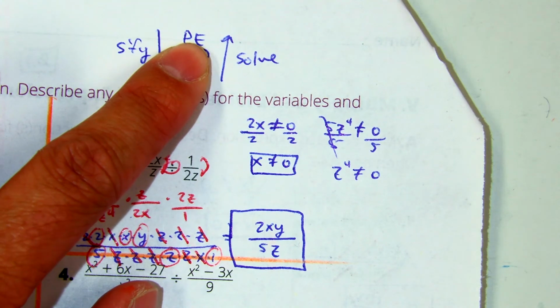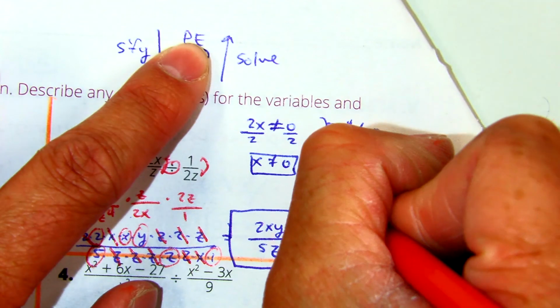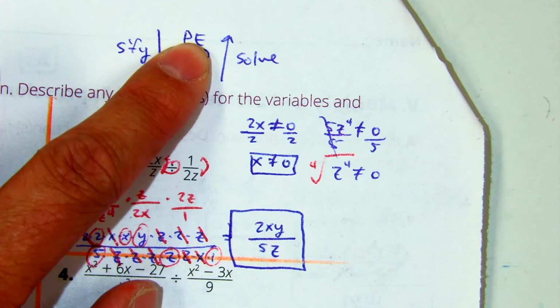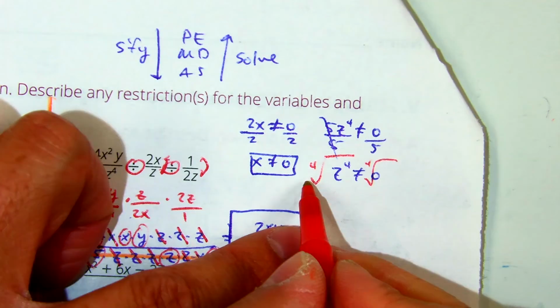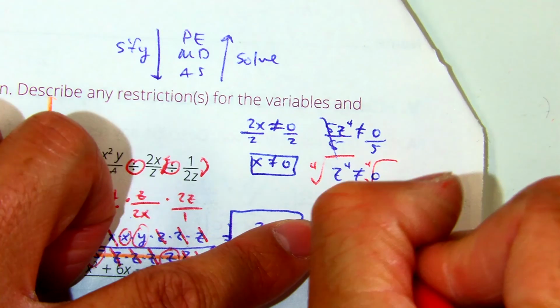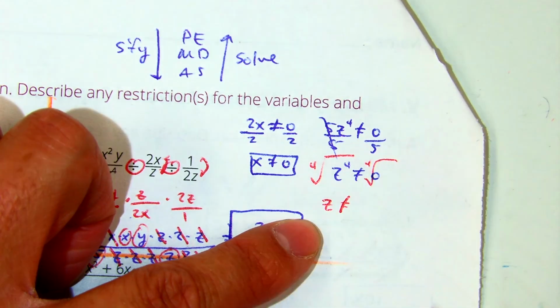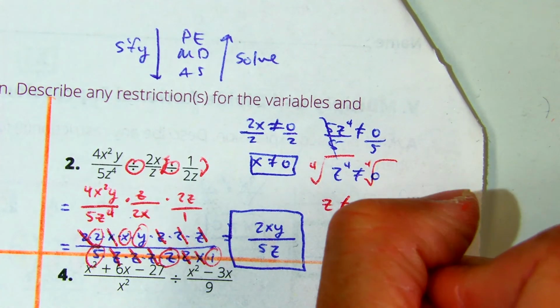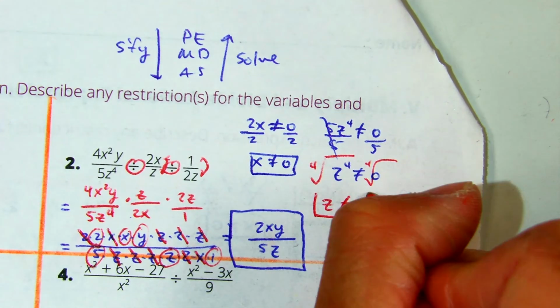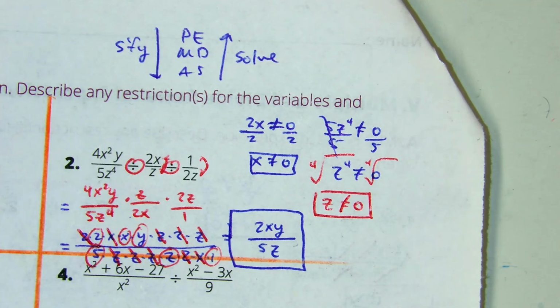So I'm going to take 0 to the 4th power. 4 identical numbers that multiply to be 0. What is it? That'll just be 4 zeros, right? So the answer is 0. So my 2 restrictions are z is not equal to 0 and x is not equal to 0.